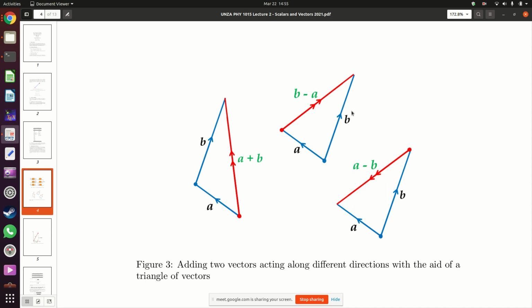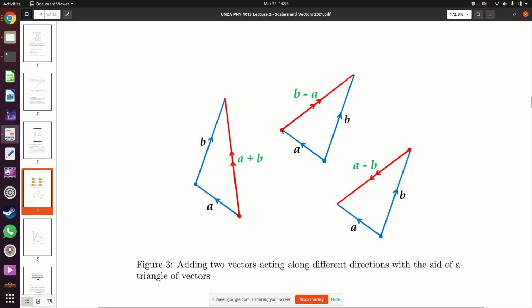We can shift the vectors. This vector A, I've moved it to here. This vector B, I've moved it to this end. So I have got vector A, this one, then vector B joins vector A at the back here, like this. The direction is the same. The size of B is the same. A, the direction is the same. The size of A is the same.